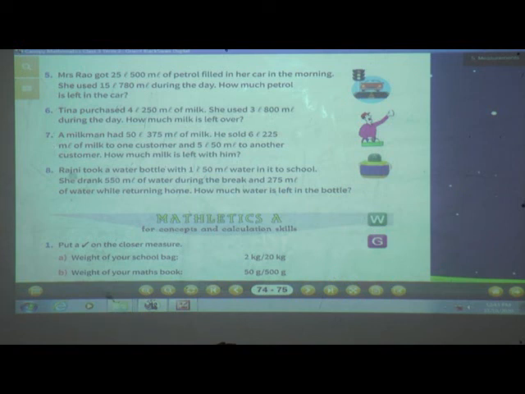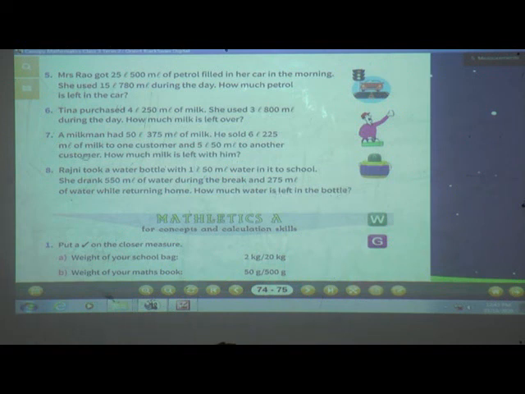So what you have to do here, first you have to do the addition of 550 ml and 275 ml. That quantity you have to subtract from 1 liter 50 ml, then you will get how much water is left in the bottle.